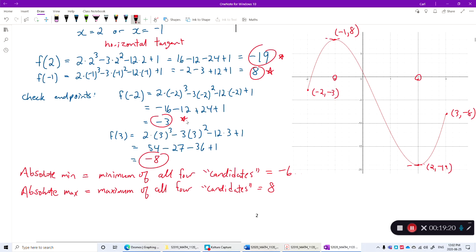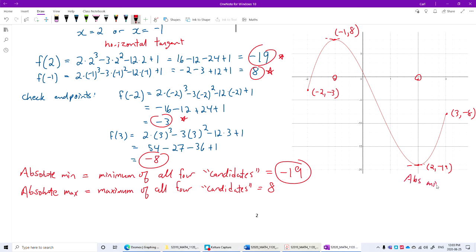Now the absolute maximum is 8, and the absolute minimum is negative 19. There we go. That's the absolute min. Okay, so it's really helpful to make a sketch and make sure you've done your arithmetic right. Everybody makes mistakes sometimes. And that's the absolute max.